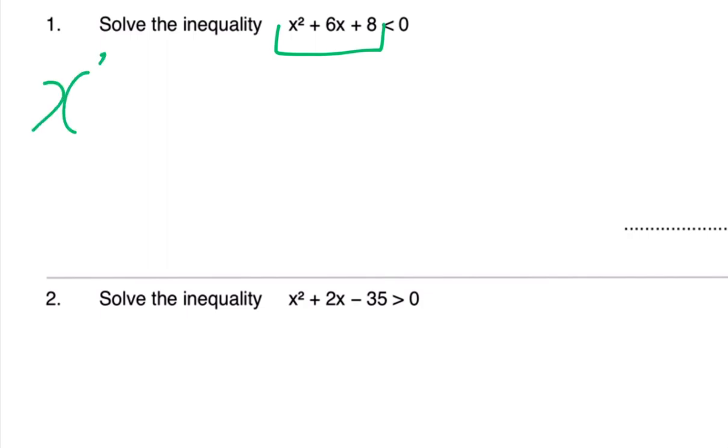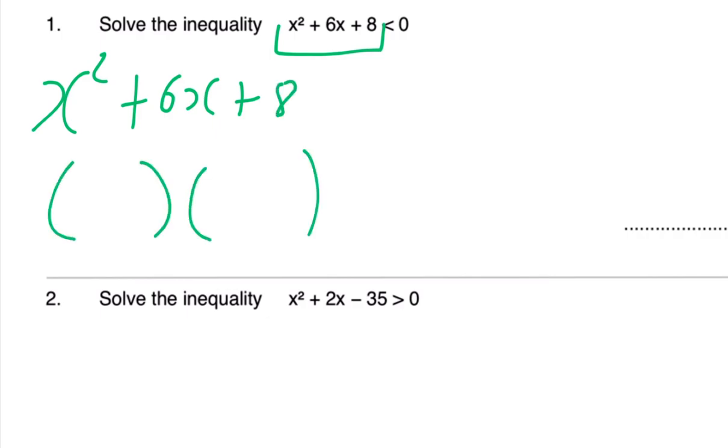So you have the equation, so it's x squared plus 6x plus 8, and you factorize it. So it's simply, what two numbers multiply together to make 8, but add together to make 6. So we know it's x plus 4, okay, and x plus 2, because 4 times 2 is equal to 8, and if we add them up it should make the middle, so 4 plus 2 is equal to 6.